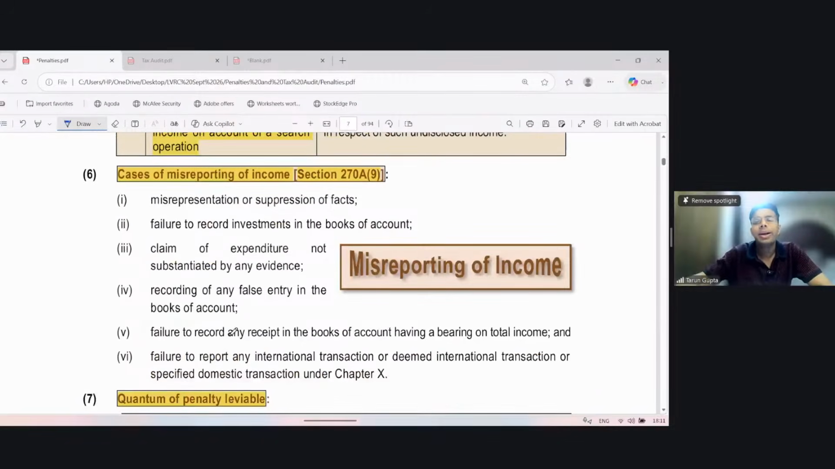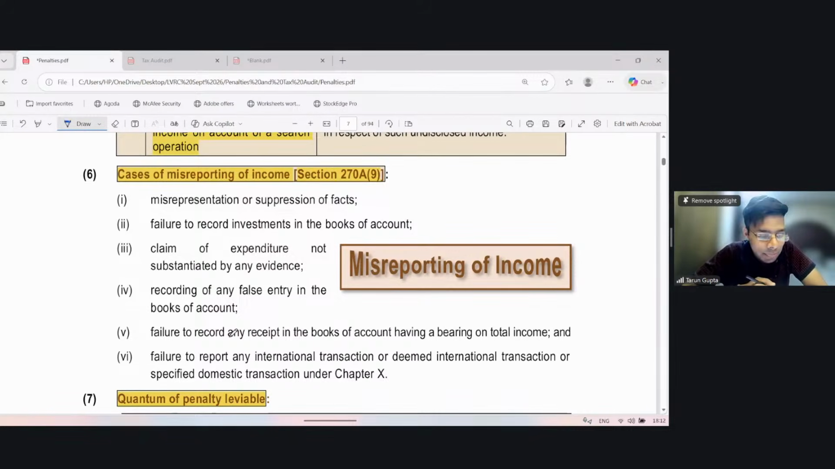Misreporting: 270A subsection 9. It's very important. 270A subsection 1 is underreporting. Then 270A subsection 9 says, if the underreporting is on account of the reasons specified therein, then it will be a case of misreporting. The penalty in case of underreporting is 50%, but in case of misreporting, it is 200% of the tax. So if your case falls under misreporting, then the penalty shall be levied at twice the tax amount.